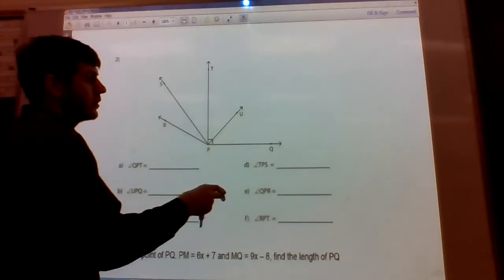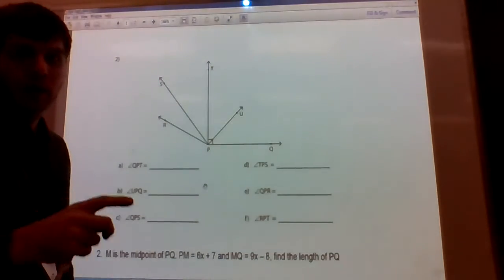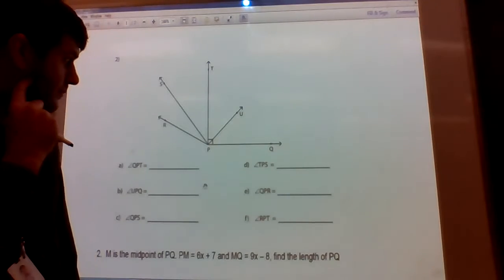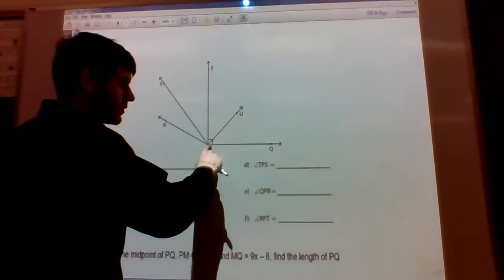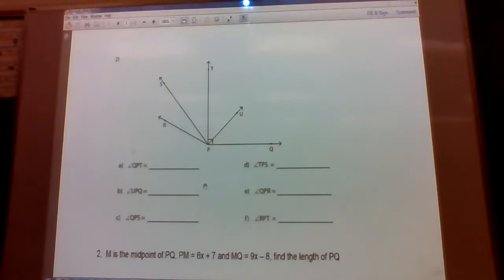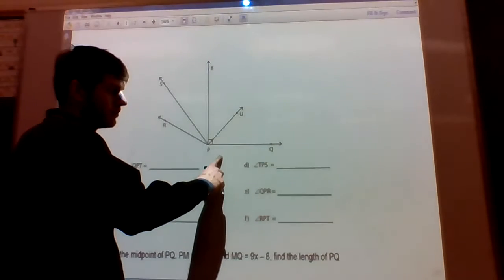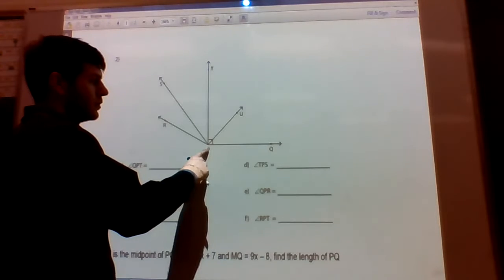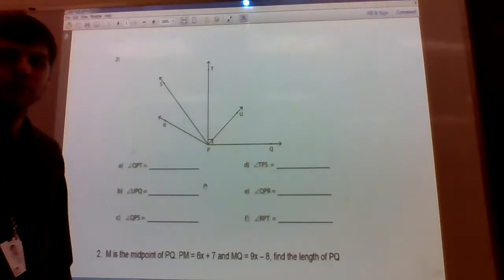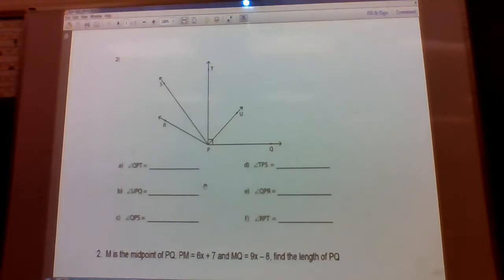Okay. Well, right angles are angles that are 90 degrees. Straight angles are angles that form a straight line, 180 degrees. Acute angles are angles that are less than 90 degrees. And then obtuse angles are angles that are between 90 degrees and 180 degrees. So acute between 0 and 90, right 90, obtuse between 90 and 180, and straight 180.